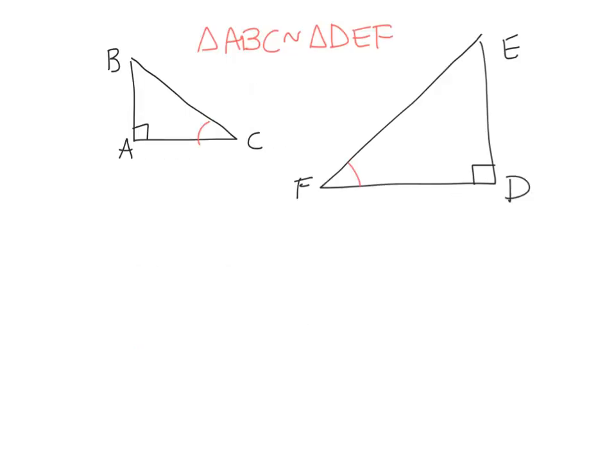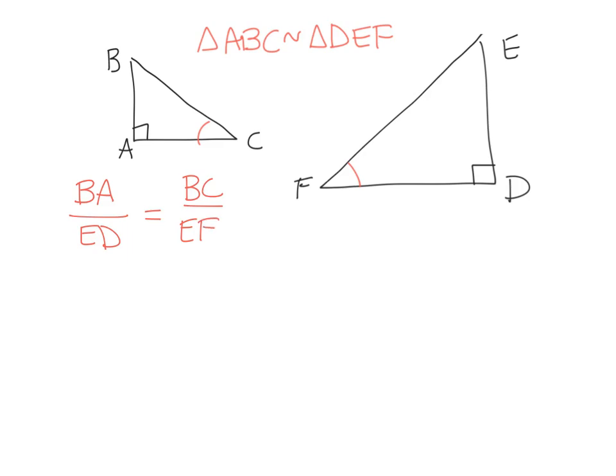Okay, so looking back at what we already know, we know that these two triangles are similar, and we know that C is congruent to angle F. So because of that, we know something about our relationships. We know that BA, this side over here, has to be in a relationship over here with ED, right? Because they're both across from the same angle, so they have to be in a relationship with one another. And we know that our hypotenuses also have to be in a relationship with one another because these triangles are similar.